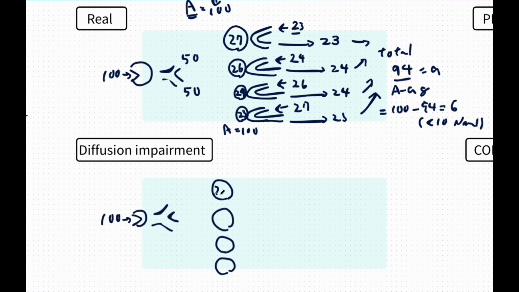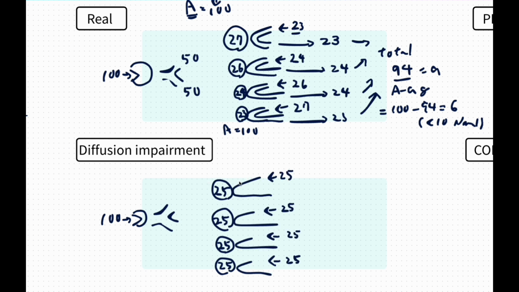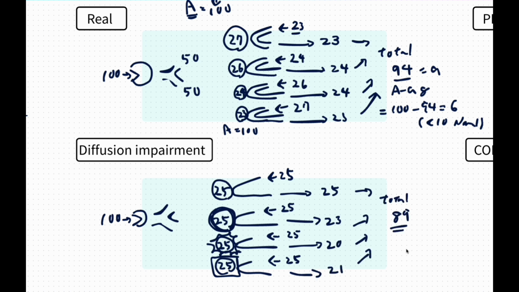Each alveolus still receives 25 of oxygen. I'm using an ideal model in this case to make it simple, and blood flow can carry 25, but because the alveolar membrane is thickened or structurally abnormal, oxygen transfer becomes inefficient. Instead of taking up 25 units, these alveoli take up 23, 20, 21 and so on, adding up to 89 units, giving a gradient equal to 100 minus 89, which is 11. This is diffusion impairment.